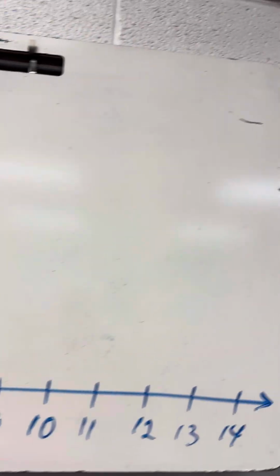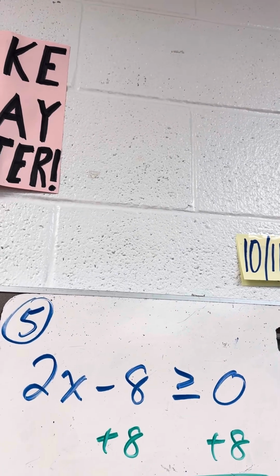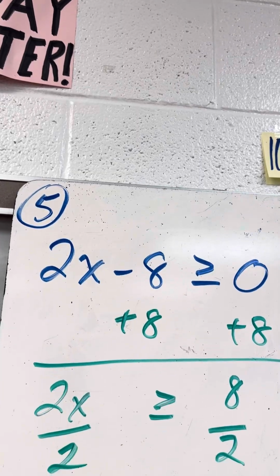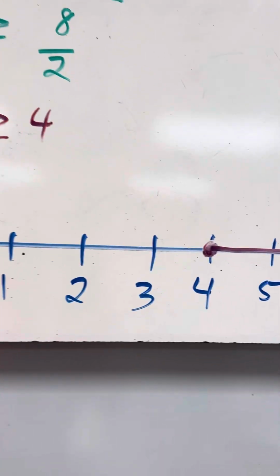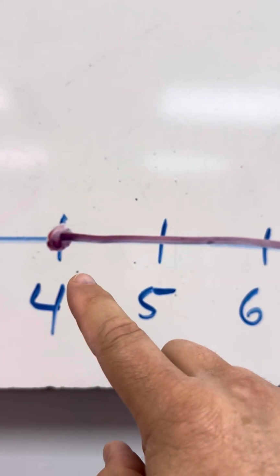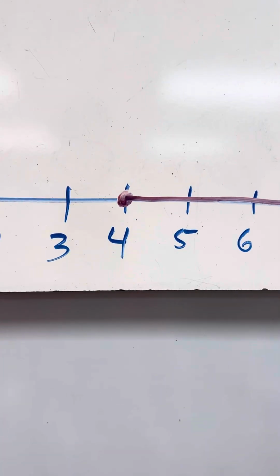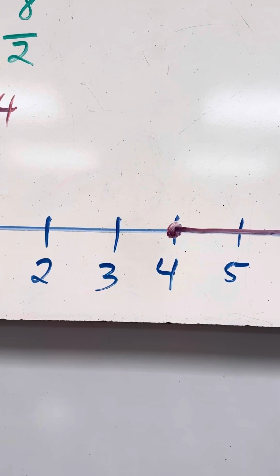Okay. 2x minus 8 greater than or equal to 0. Add 8 to both sides. You get 2x greater than or equal to 8. Divide by 2. x is greater than or equal to 4. You go to 4 on your graph, click and hold and drag until you make an arrow. And you will not need to click on the 4 because it is a filled in circle because it's greater than or equal to.